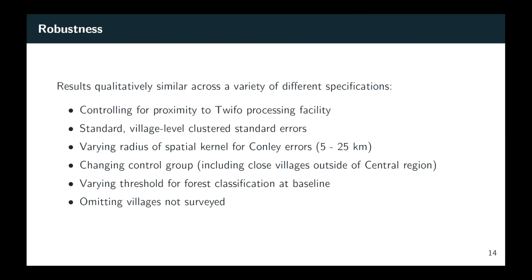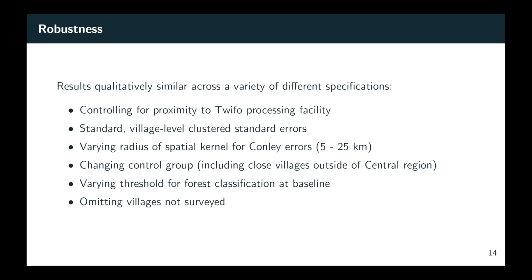And as I mentioned, our results are very stable when we introduce all sorts of additional robustness checks. Controlling for proximity to the processing facility, our results don't change much. When we cluster our standard errors at the village level instead of using spatial autocorrelation, things don't really change much. Varying the radius of the bandwidth of our Conley kernel doesn't really change much. Changing our control groups, we also included some villages that are near the treated villages but outside the central region, our results don't really change much.